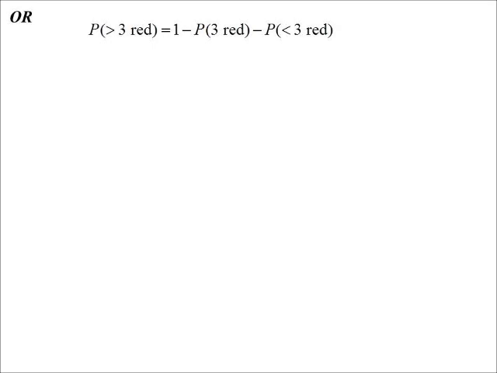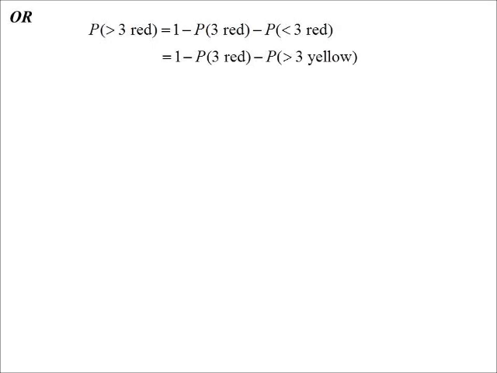So that'll be 1 minus the probability of, well, if it's not more than 3 red, what else could it be? Well, we've already worked out 3 red, so I could take that away. But then I'd also have to take away less than 3 red as well. But the probability of less than 3 red would be the same as the probability of greater than 3 yellow. Because, I mean, it's the same thing. If I've got less than 3 red marbles, I must have more than 3 yellow marbles.